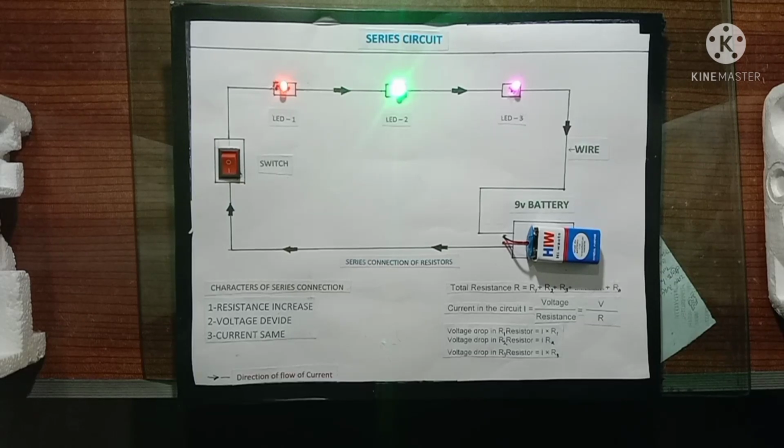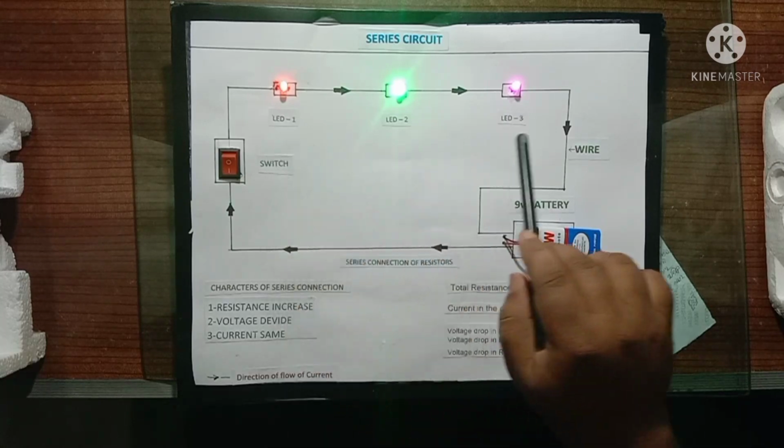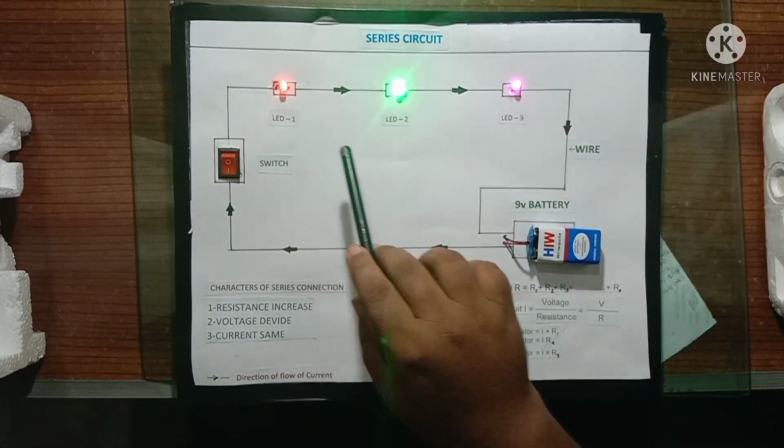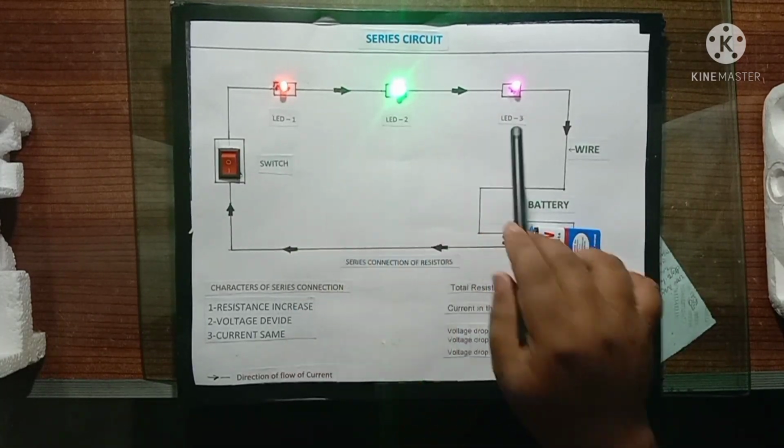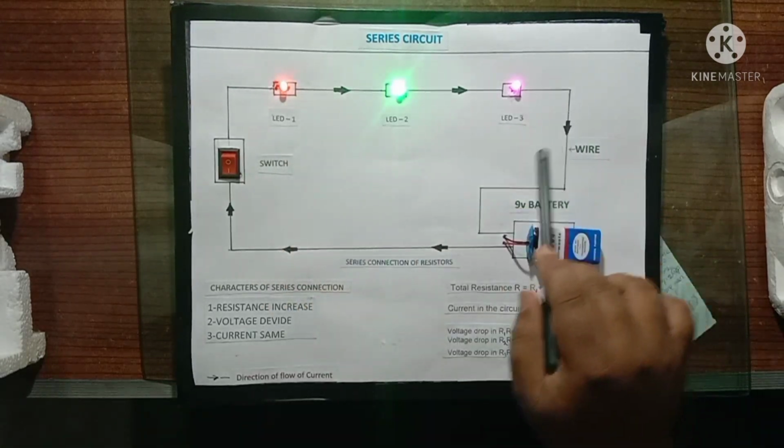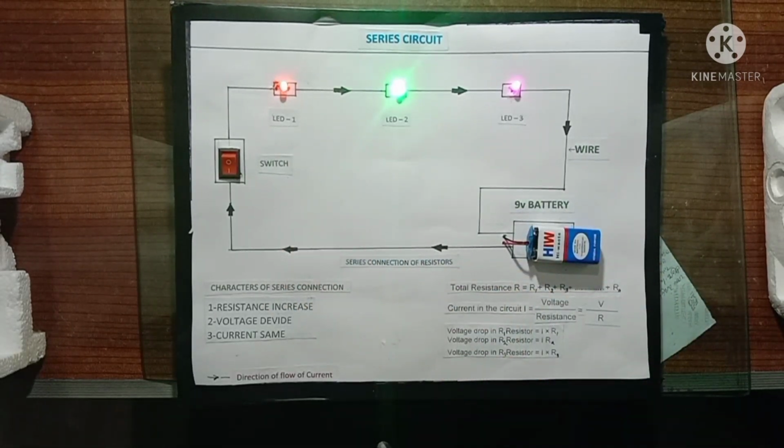In series connection, resistance increases, voltage divides, and current remains the same. Here there are 3 LEDs. The voltage in each is divided and the current remains the same in all of them.